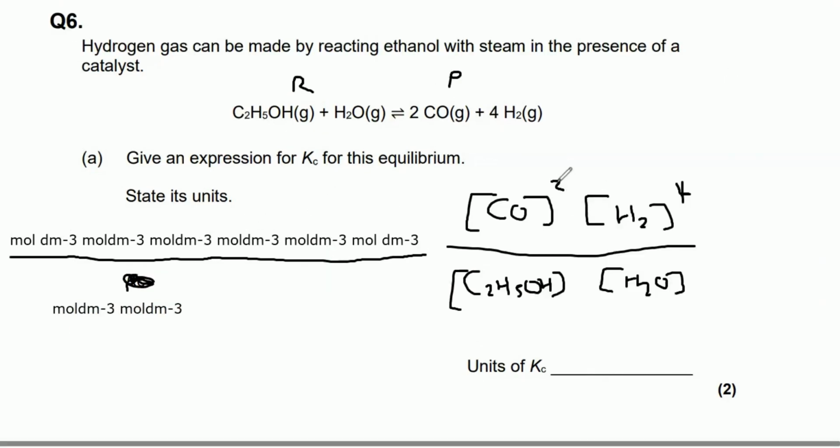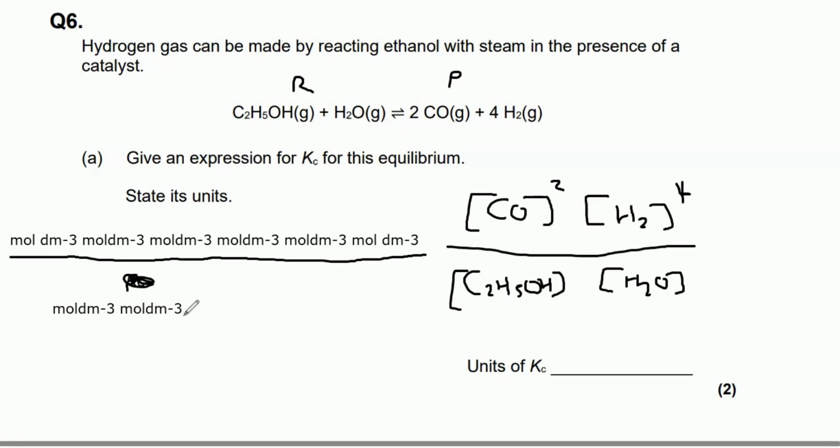What I'm trying to show you here is that I've got 2 lots of carbon monoxide and 4 lots of hydrogen, so there's actually 6 lots of mol dm^-3. 1, 2, 3, 4, 5, 6. Oh my days, it's a lot. 1, 2, 3, 4, 5, 6. And down below, as there are no coefficients for the reactants and they're underneath, I've just got ethanol mol dm^-3 and water mol dm^-3.